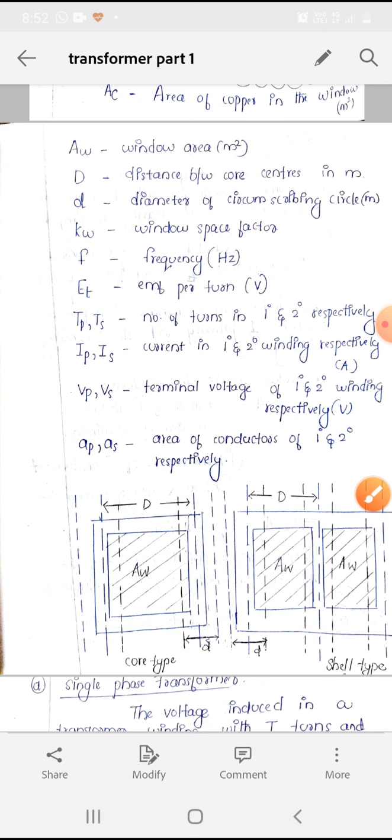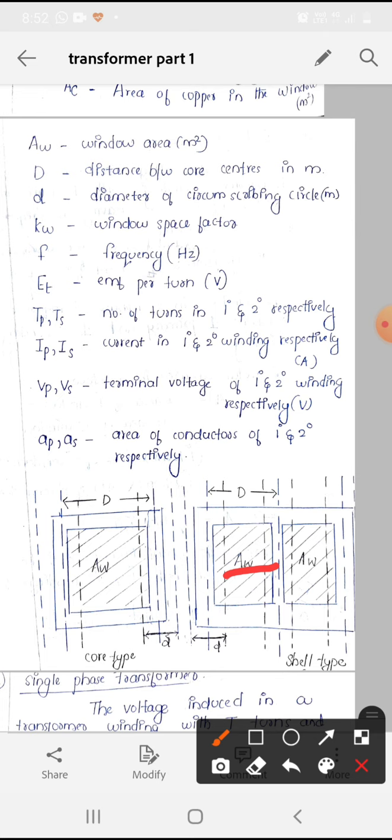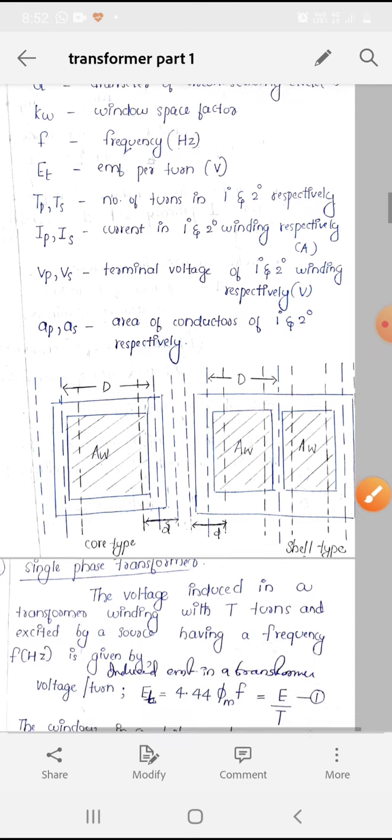And for the shell type, this is Aw. Aw is the window area, small d is the diameter of circumscribing circle, and capital D is the distance between core centers in meter. You have to learn this figure also and also the notations clearly.